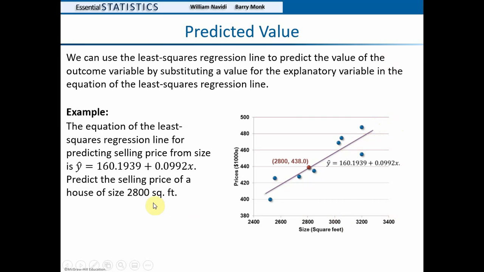But if we wanted to predict the price for a size of 2800, I'd say 2800 times 0.0992 plus the 160.1939. That would give us, for the 2800, $438,000.